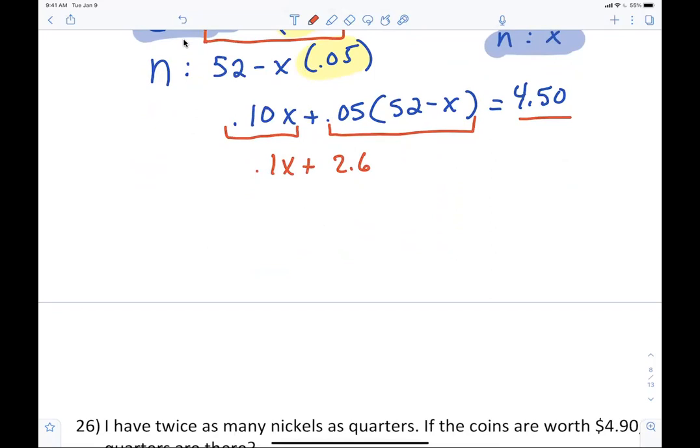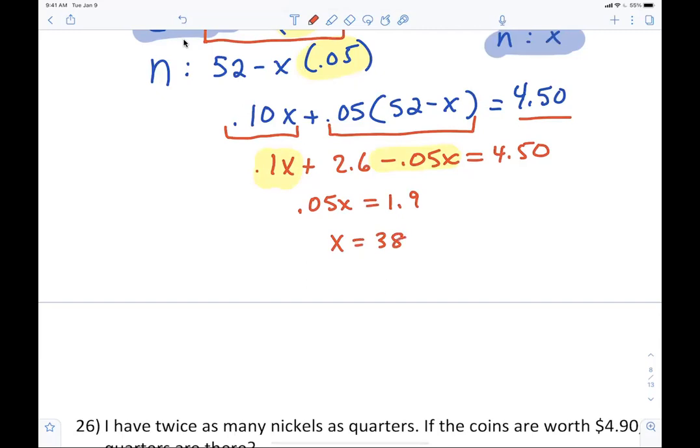Oh, yeah, it is. Thank you. I'm sorry. Minus 0.05x equals 450. Now, here's what threw kids off, believe it or not. 0.1 minus 0.05. Everybody agree? That's 0.05x is equal to, now when you subtract that, that became 1.9. Is that correct? So then x became 38.